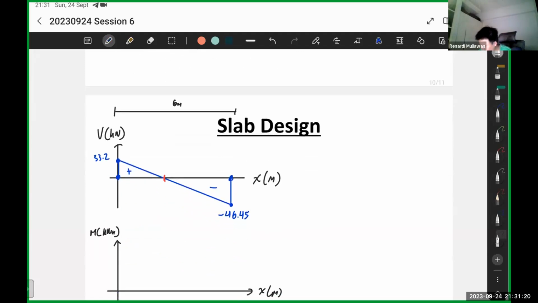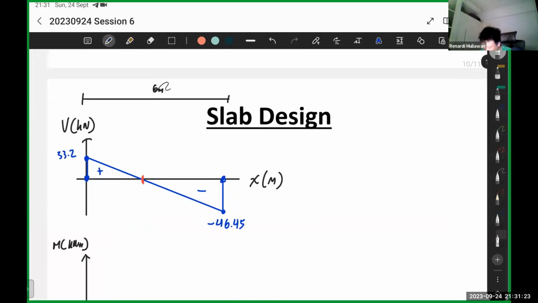Yeah, anyways, let's go back to the one that we were doing before. So the whole span is 6 meters, right? So this one is the whole thing, 6 meters. So if you want to find this distance, you just use similar triangles. Okay, so let's say I label this as x.